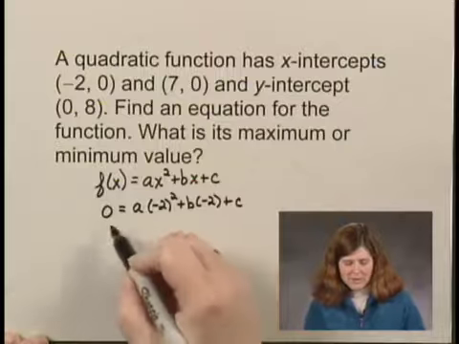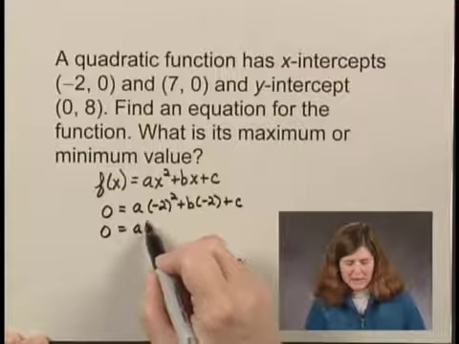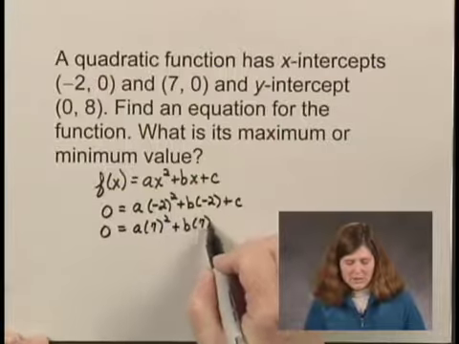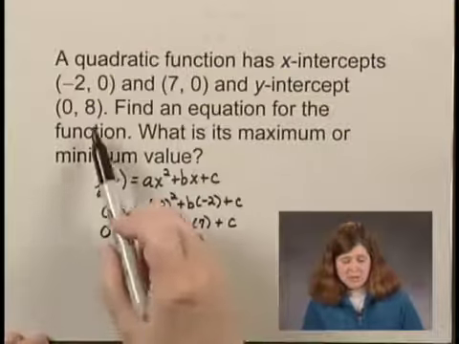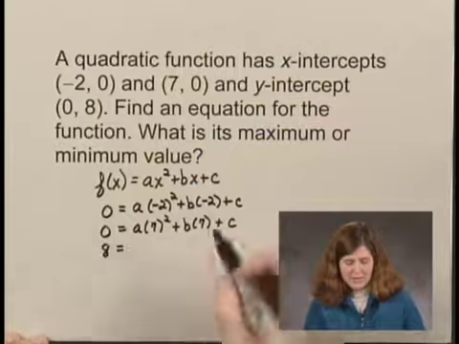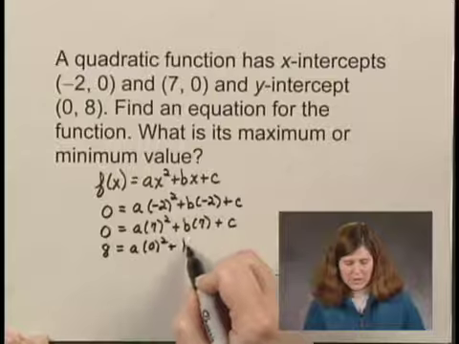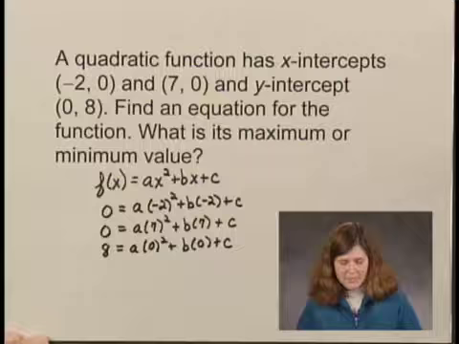Now I substitute 0 for f(x) and 7 for x. This gives me a times 7² plus b times 7 plus c. And finally I substitute 8 for f(x) and 0 for x. This gives me a times 0² plus b times 0 plus c.